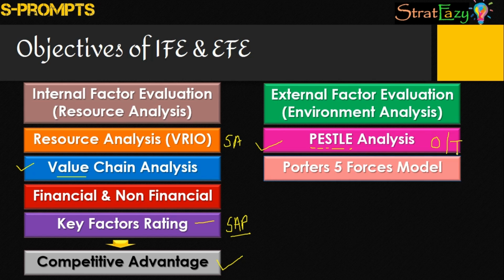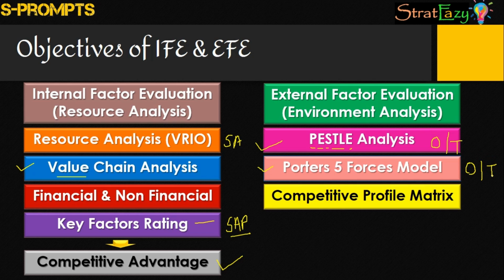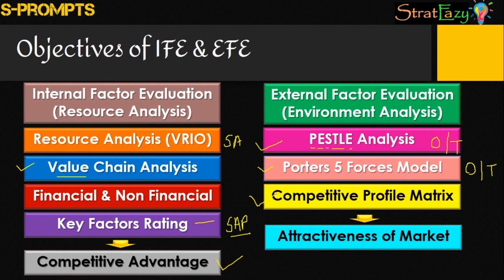Similarly, we will also understand Porter's five forces model. This tool is specifically used for industry-specific environment analysis. There are five forces which are specific to every industry, and based on this analysis we will understand whether the industry is attractive, that is opportunity is present, or whether the industry is unattractive, that is threats are present. Then we will also understand what the competitive profile matrix is, how it is to be done, and based on which strategic decisions can be made by the organization. Thus, this external factor evaluation will help us understand the level of attractiveness of the external market.